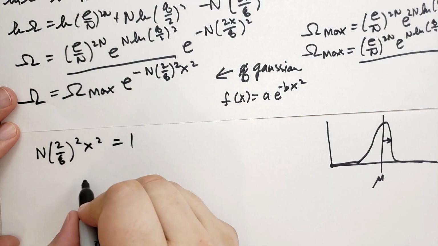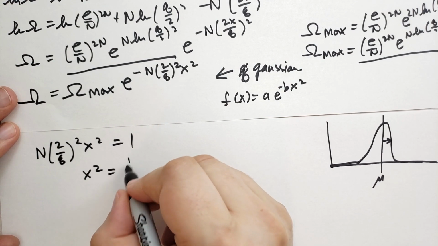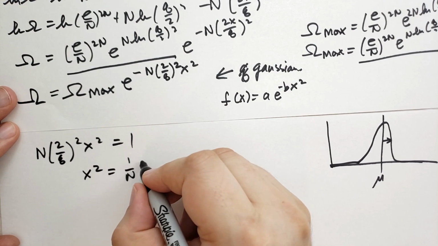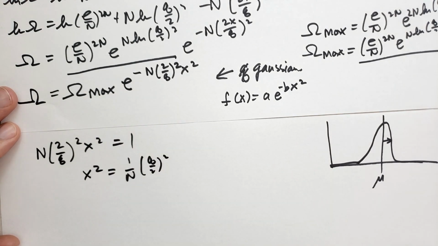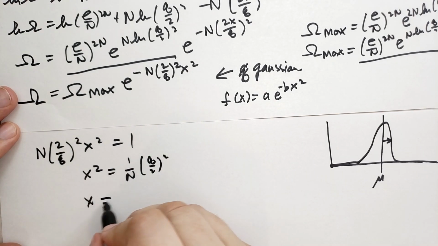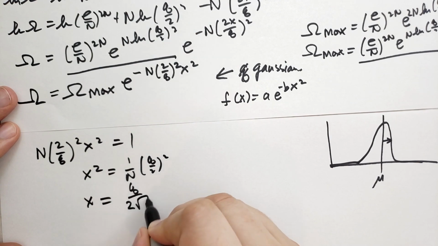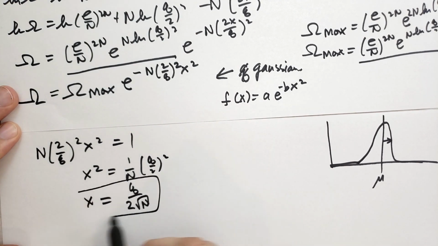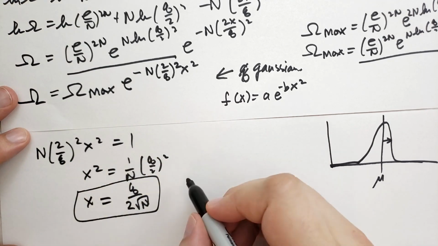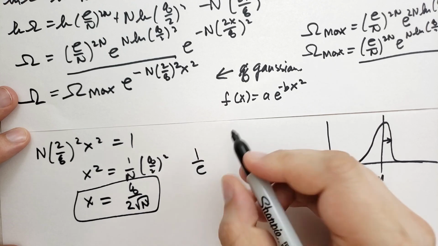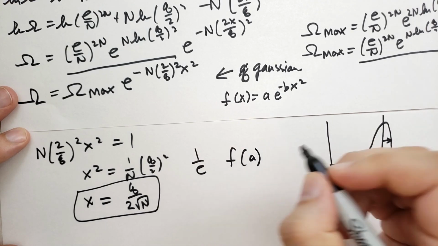Then we get x squared equal to 1 over n times (Q/2)^2. Taking the square root of both sides, we get x equal to Q over 2 times the square root of n. Now, when this exponent is equal to 1, we have dropped down by a factor of 1 over e. So f of this value, let's call this a.